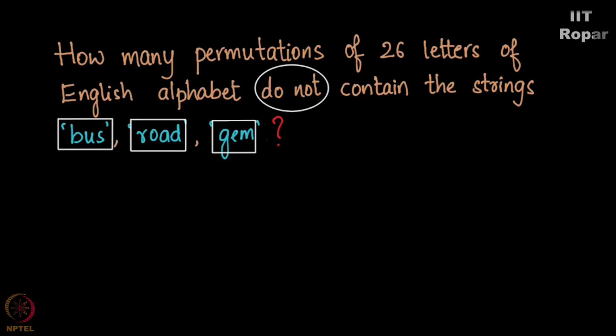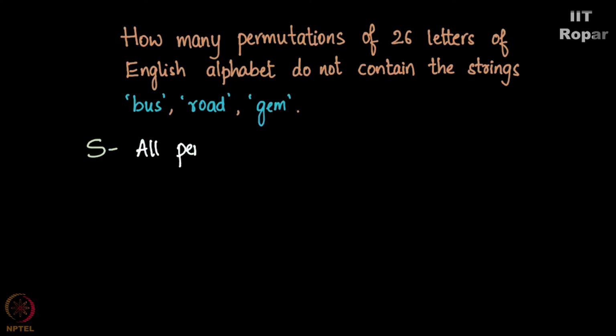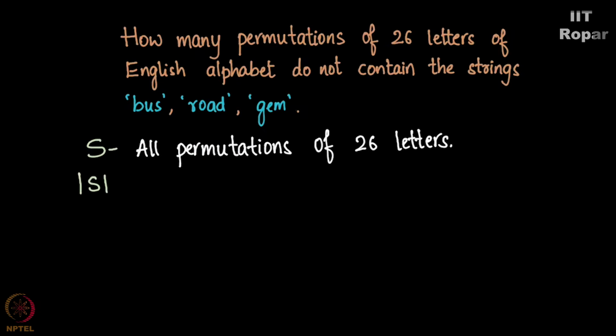Now, let me consider the set S as all the permutations of 26 letters. So the cardinality of S will be 26 factorial. I'm not going to explain how it is 26 factorial. If you want more clarification, please once again watch the videos of week 1. Now, how do we use the principle of inclusion and exclusion here? What are the conditions? Let us see.